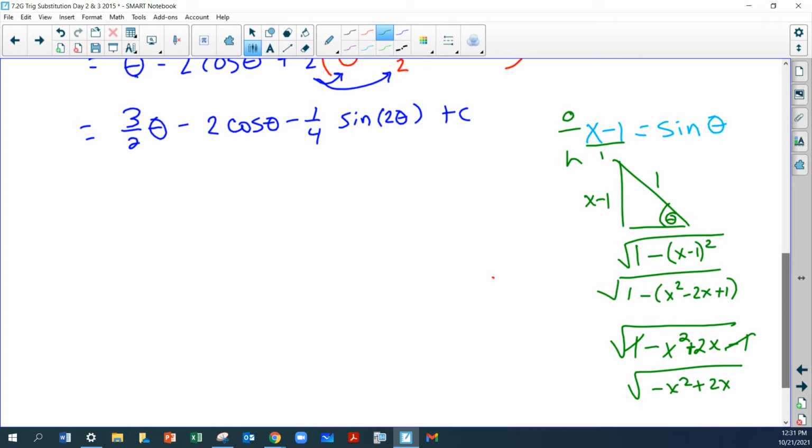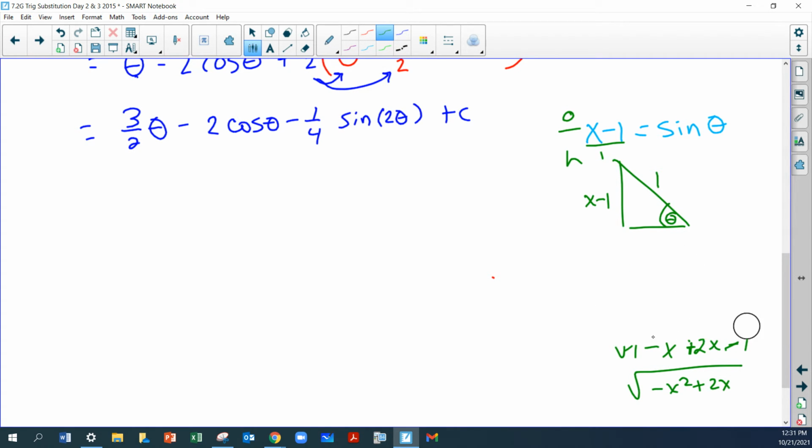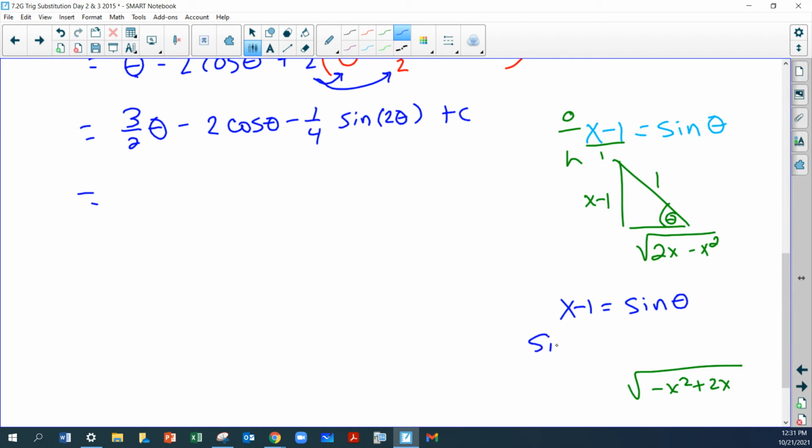All right, so I'm going to erase all this because we proved out that this is equivalent to the square root of 2x minus x squared. You know you're doing your problem right when this piece that you had to find matches what you originally started with. It's a good feeling, isn't it? All right, so now we've got to solve for theta. x minus 1 equals sine theta. How do I solve for theta? I sine inverse both sides.